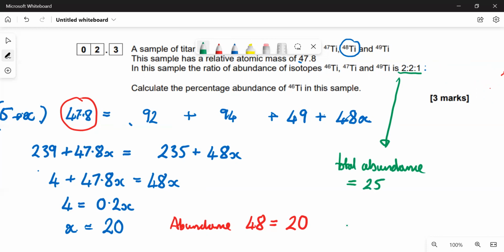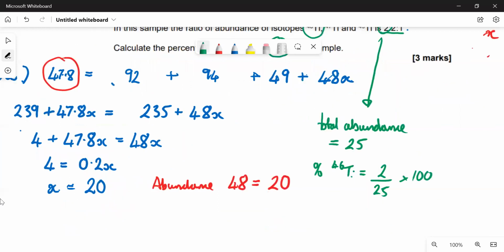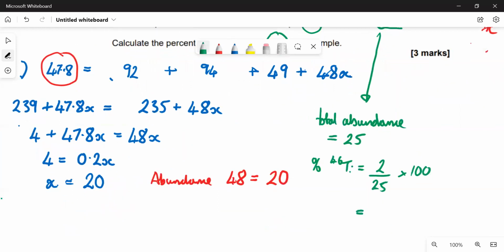Okay, now the question is asking the percentage of abundance of the 46. Well, the abundance of the 46 there is 2, isn't it? So the percentage of abundance of 46 is equal to the abundance of 46, which is 2, over the total abundance, which is 25, multiplied by 100. Work that out, we get 8%.